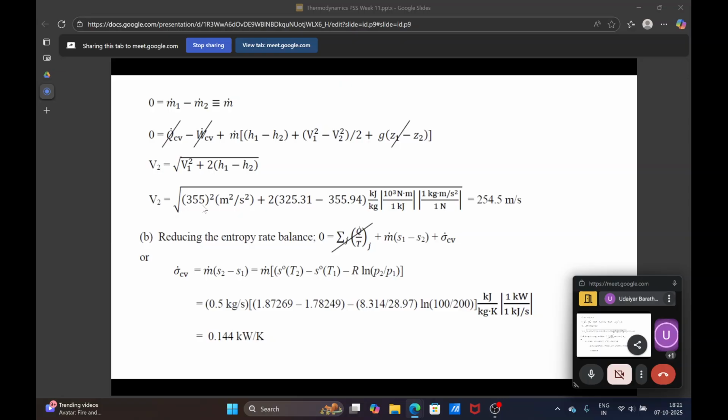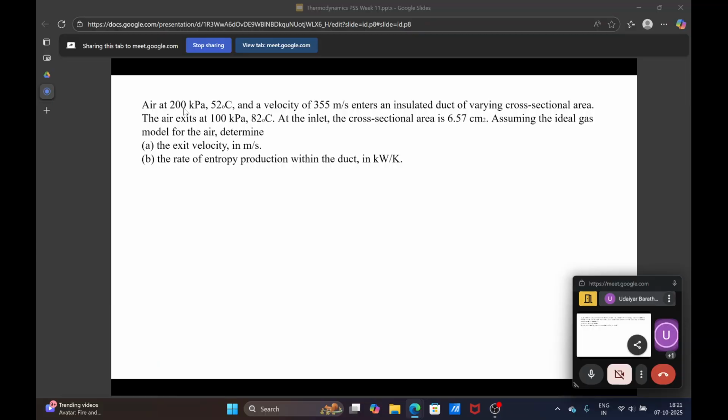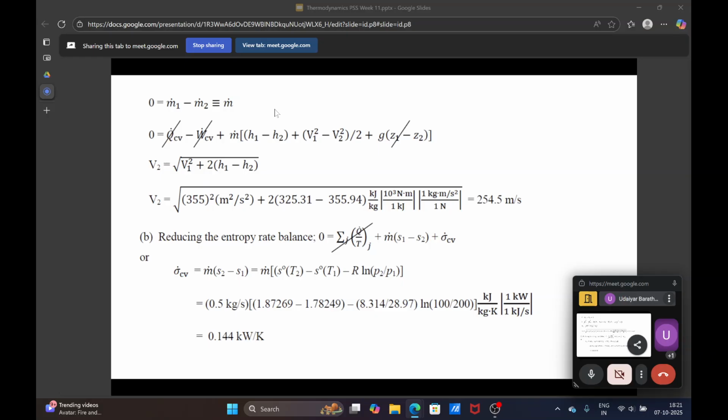We know the inlet velocity. We also know the air's pressure and temperature for both inlet and outlet, so we can find the enthalpies straight away using an air standard table. Substituting that, we get V2 to be 254.5 meters per second. So that is the velocity which was asked. This is similar to the nozzle which we did.